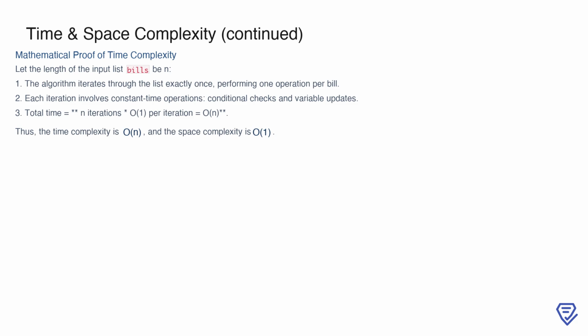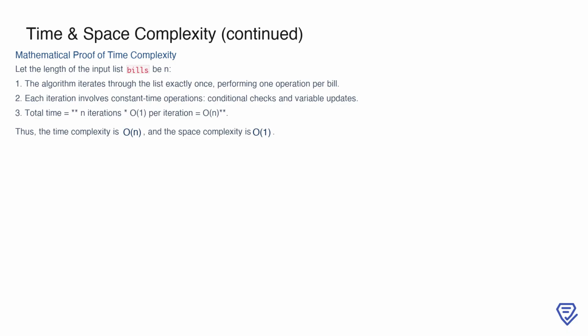The algorithm iterates through the input list bills, which has a length of n, performing 1 iteration per bill. During each iteration, it executes a constant number of operations, such as conditional checks and variable updates. Since these operations are performed in O(1) time for each bill, the total time taken is the number of iterations, n, multiplied by the time per iteration, O(1).